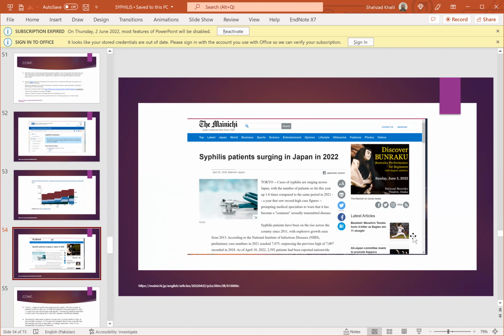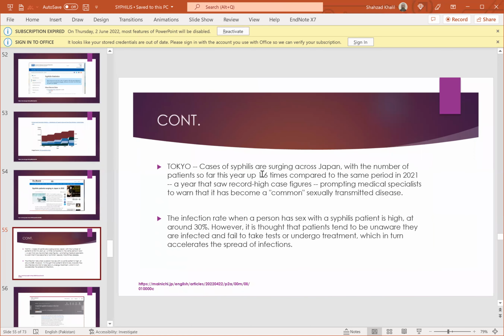Syphilis patients surging in Japan in 2022. This article from Tokyo reports cases of syphilis surging across Japan, with the number of patients so far this year up to 1.6 times compared to the same period in 2021, a year that saw record high case figures, prompting medical specialists to warn that it has become a common sexually transmitted disease.